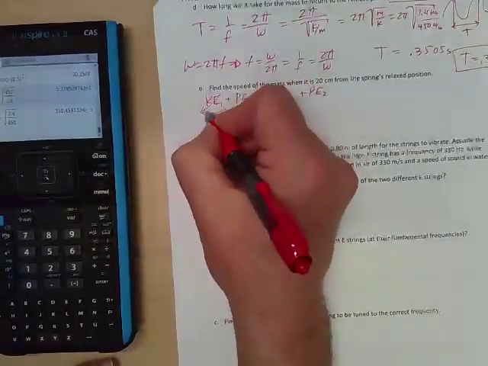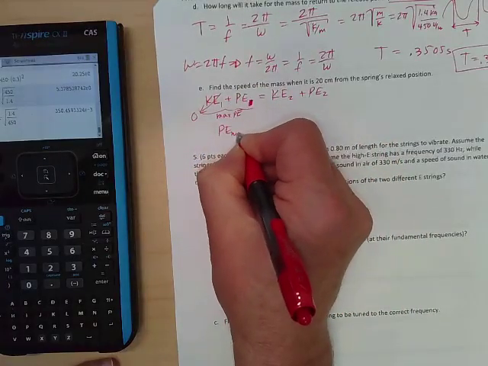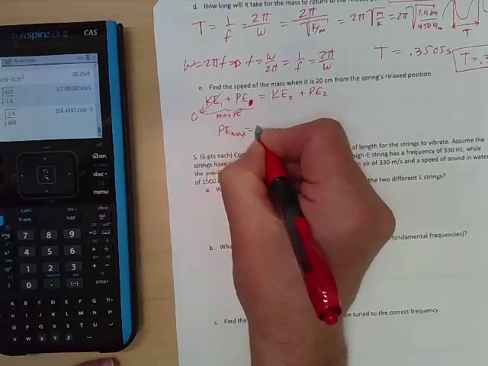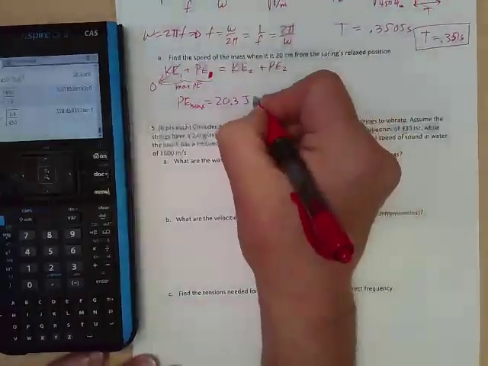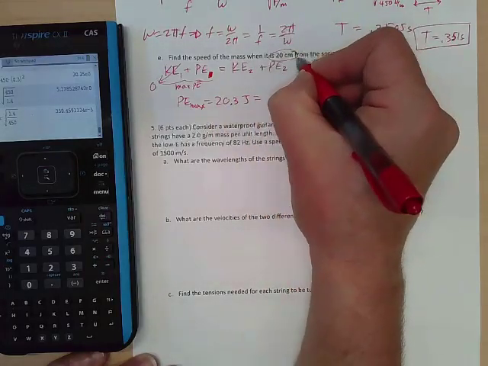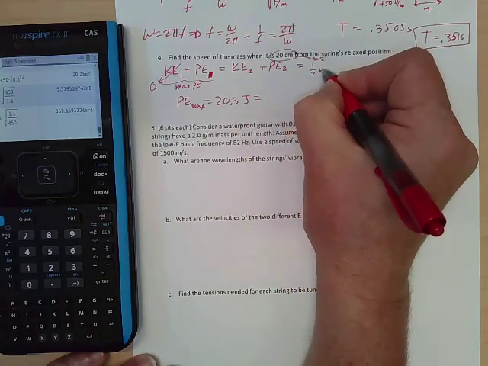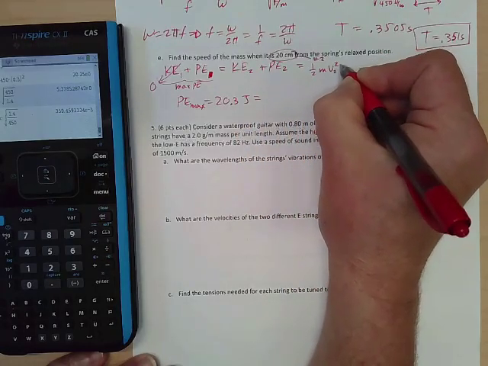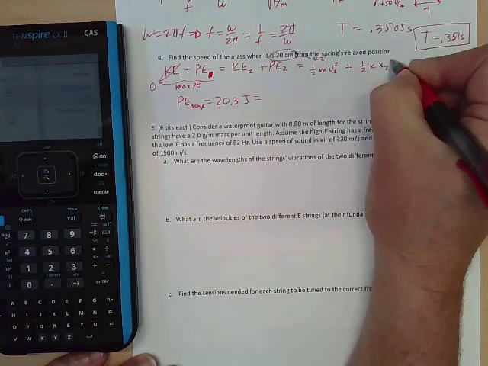20.3 joules. So we're going to use the condition where kinetic energy is 0 and it's all PE, so PE max, which is 20.3 joules, is going to be equal to KE2 plus PE2. And this will be condition 2. KE is in general 1/2 mv squared, so 1/2 m v2 squared plus potential energy, which is just from the spring, 1/2 k x2 squared.